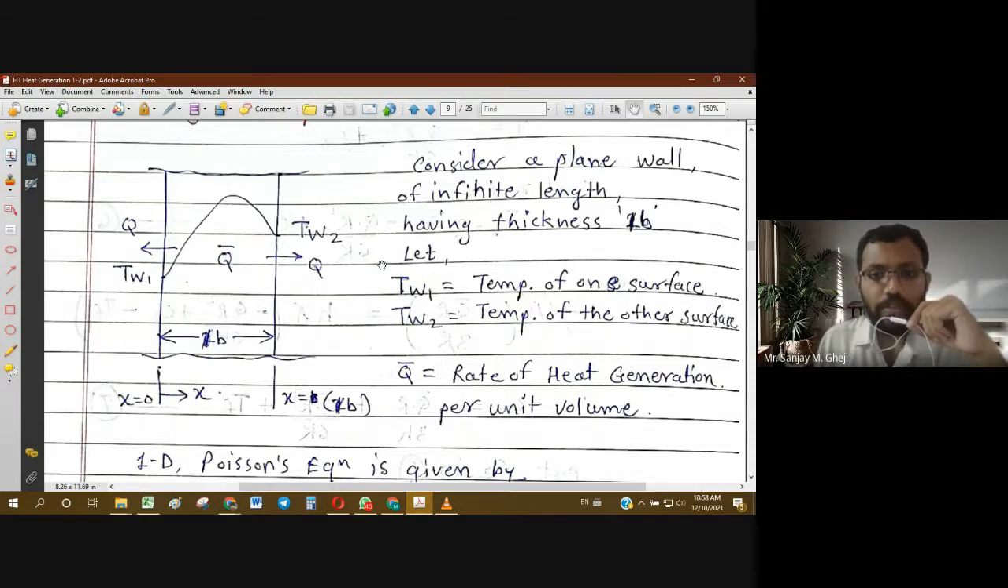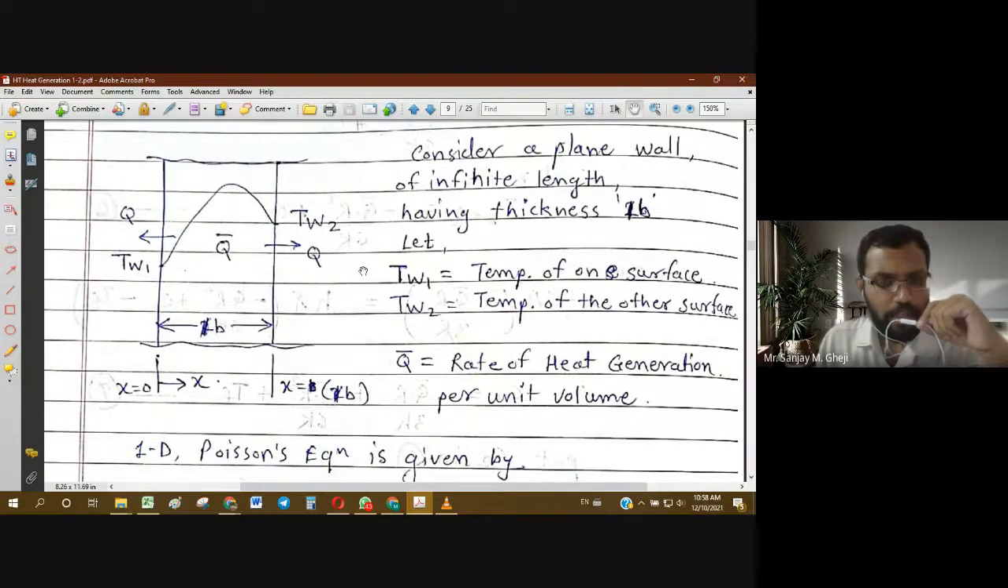Let us assume the wall temperatures on this face and this face as TW1 and TW2. TW1 is the temperature of one face, TW2 is the temperature of the other face. Both are unequal. We don't know right now which one is greater and which one is smaller. It is just a general case, so we'll not assume anything here. TW1 may be greater than TW2, or it may be smaller than TW2.